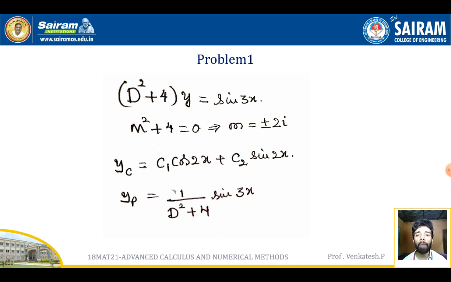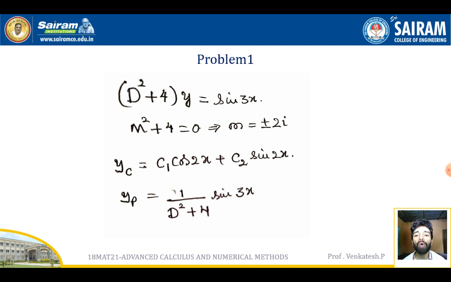First, make the complementary function by forming the auxiliary equation. We know that the auxiliary equation is given by replacing d terms by m. So I got the equation m square plus 4 is equal to 0, which implies m is equal to plus or minus 2i. These are clearly complex roots with the real part equal to 0. And we know that when complex roots are there, the complementary function will be yc is equal to c1 cos 2x plus c2 sin 2x.